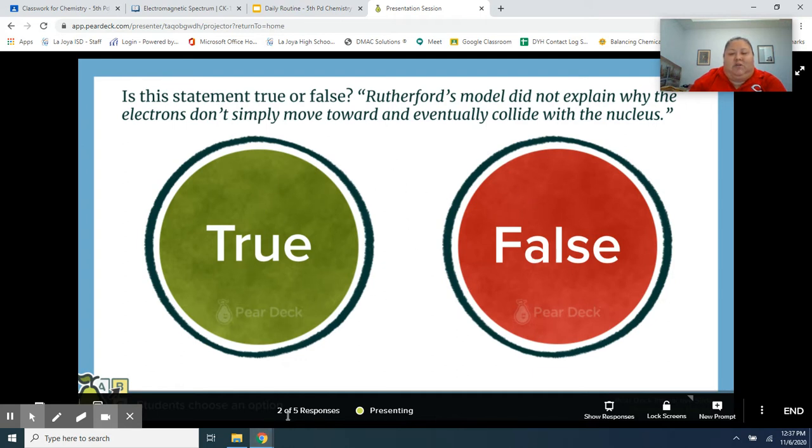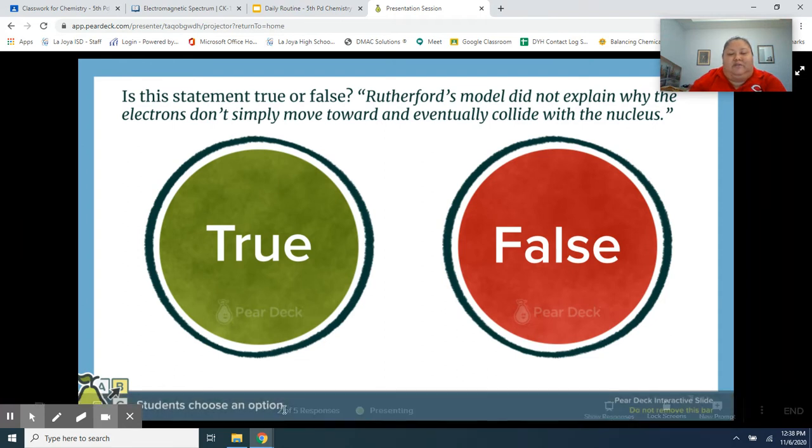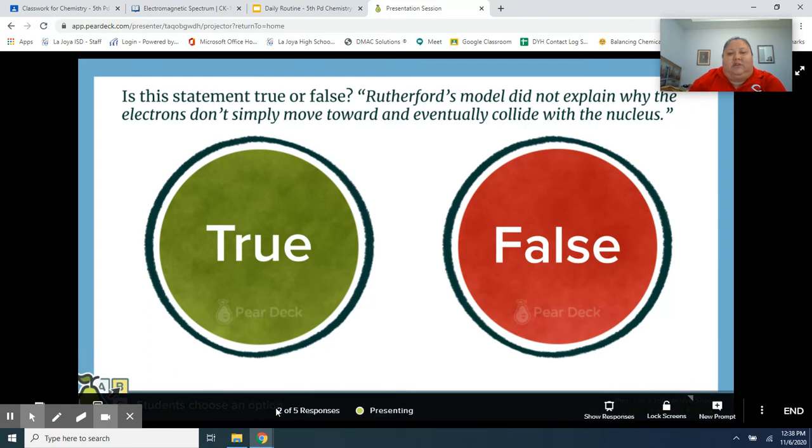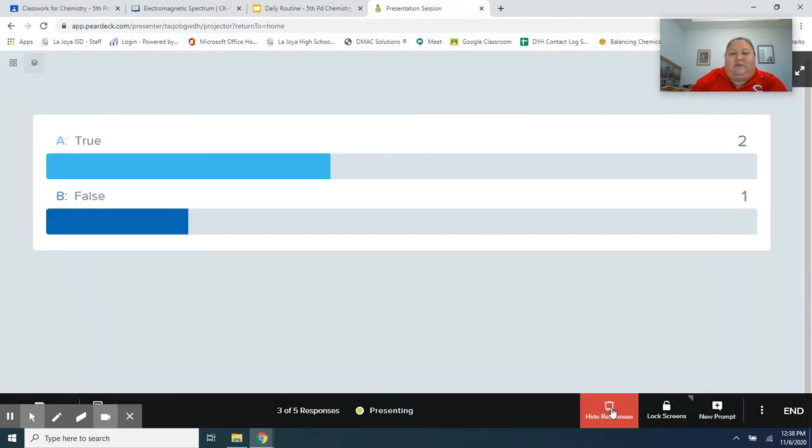I need a little bit more responses, guys. Maybe one or two more. I have 5 people in the pair deck, and only 2 people have answered the question. True or false? Rutherford's model did not explain why electrons don't simply move towards and eventually collide with the nucleus. All right, 3 responses is enough for me.